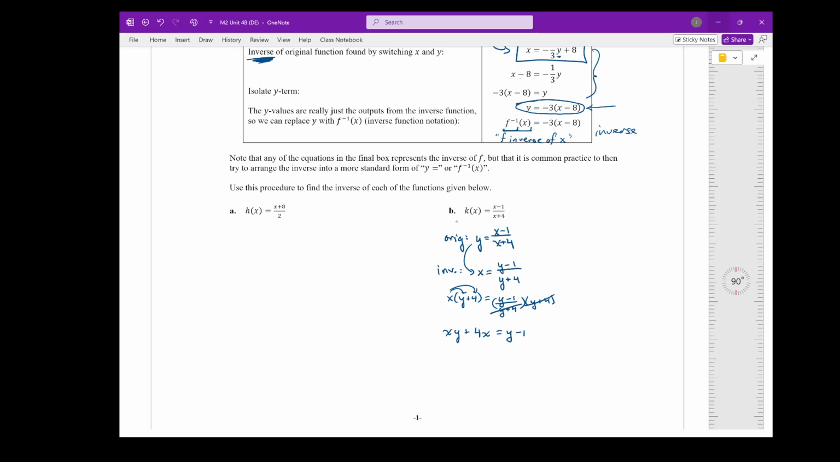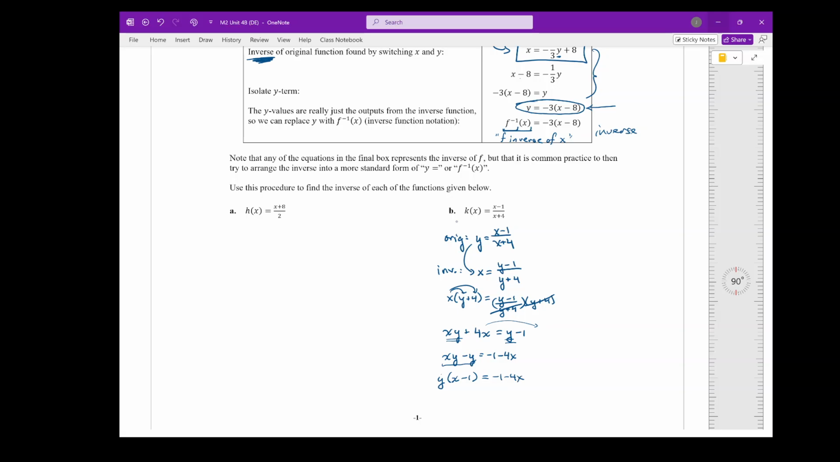Now I have some y's over here, and I have another y term over here. What I want to do is get all the y's on the same side. So if I subtract that y over, I've got xy minus y, and then I'm going to bring this one over to the other side by subtracting it. So it turns into negative 1 minus 4x. I still want to isolate y somehow, and at this point, the only thing you can do is to factor out the y from this: y times (x minus 1).